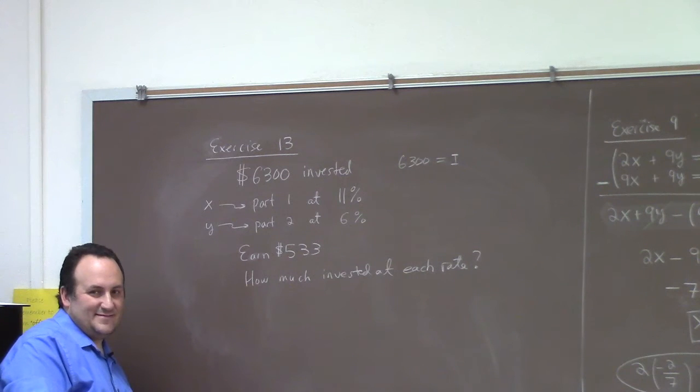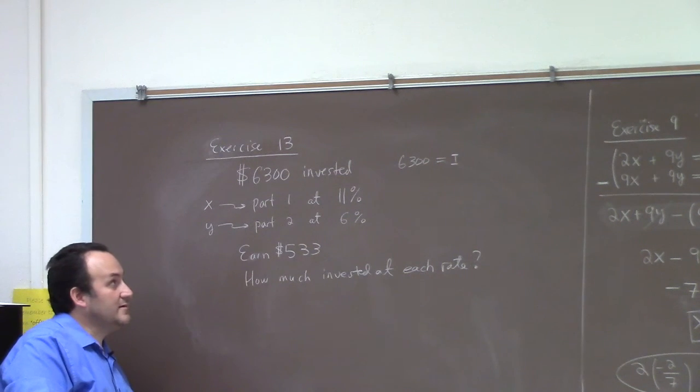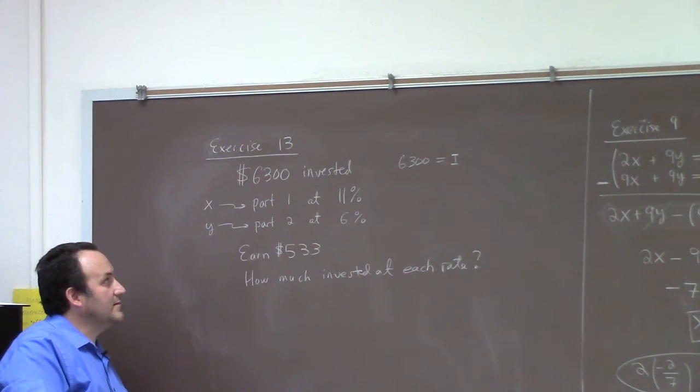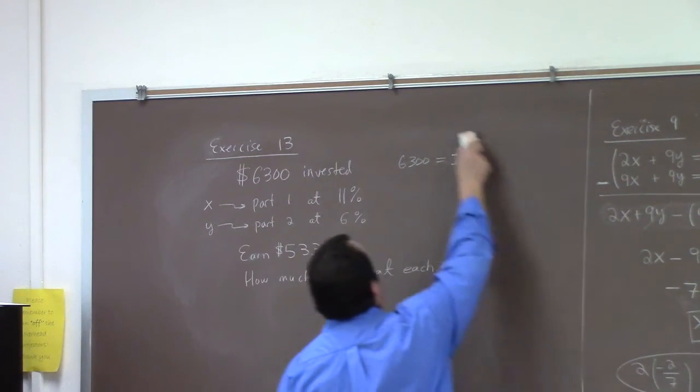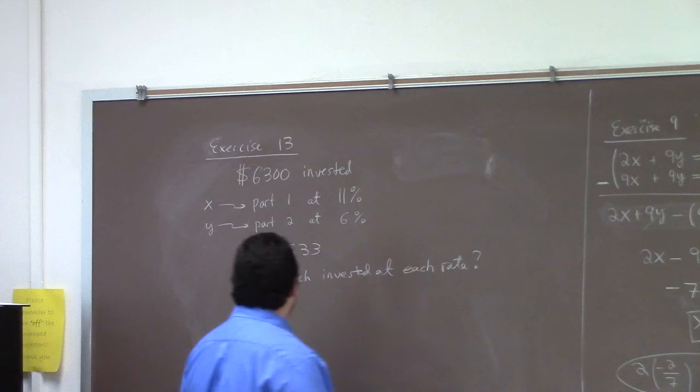How is I related to X and Y? Because it comes to the interest rate, so of course that percentage is the interest rate. Oh, I was putting I for invested, but now you got I for interest rate. Never mind. Let me ask a more direct question. 6,300, what is X plus Y equal to?